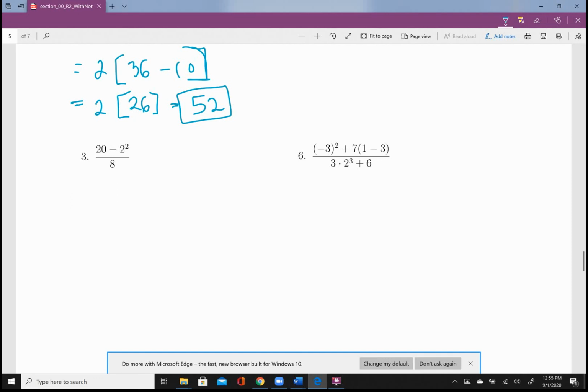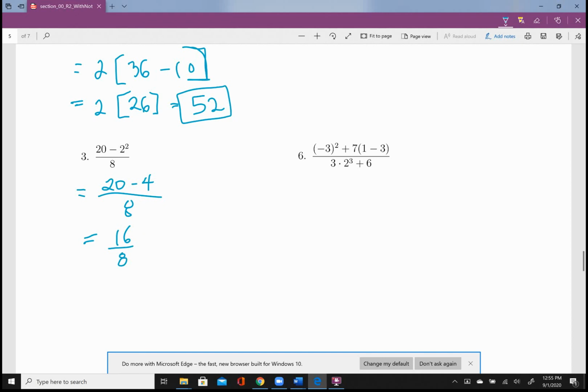So there's nothing to do in the denominator. This isn't a good example of that point, but there are examples coming up. Look at number 6, where we'll be able to do that. So let's first deal with the exponential expression in the numerator. 2 squared becomes 4. And then let's perform the subtraction, and we'll get 16 over 8.